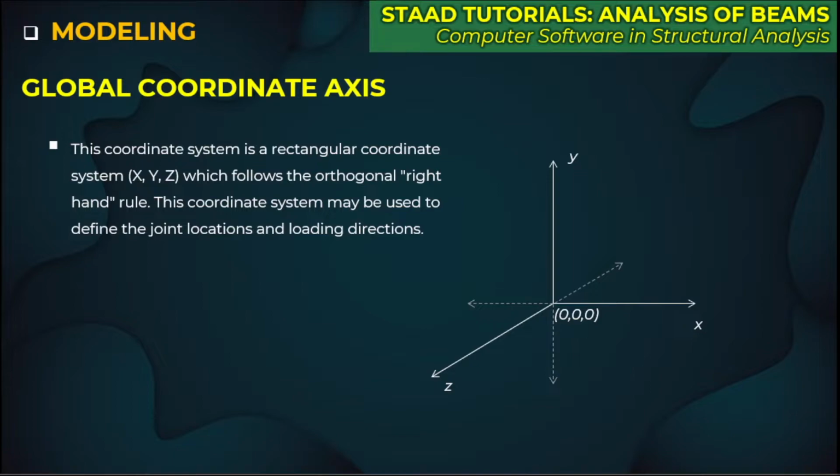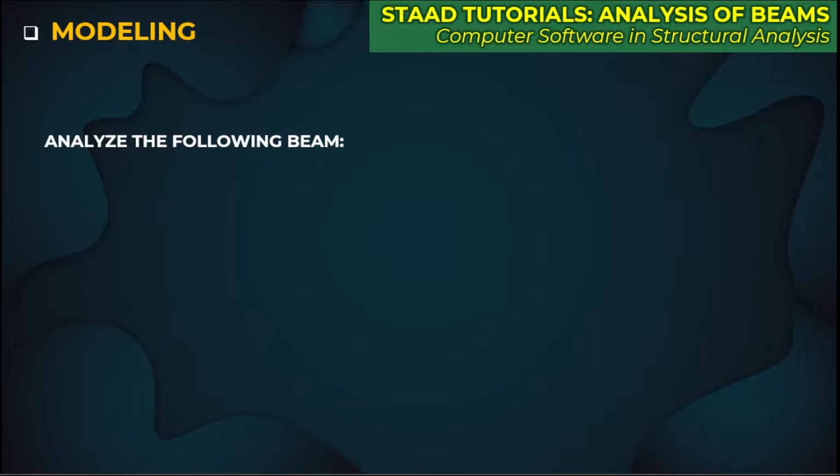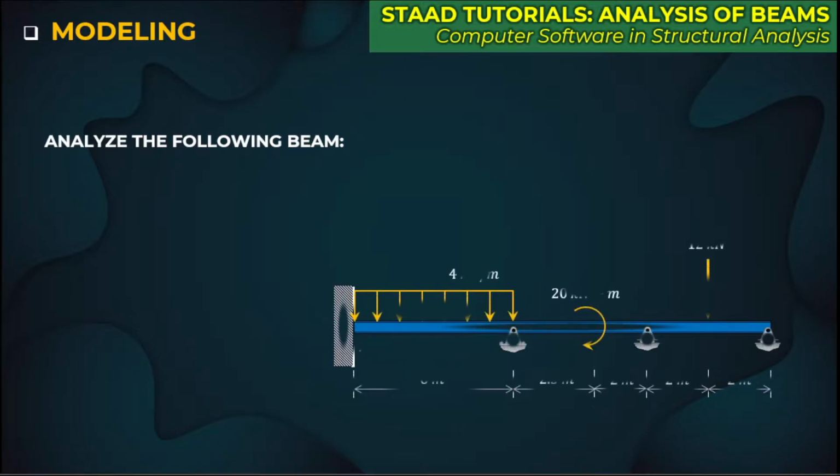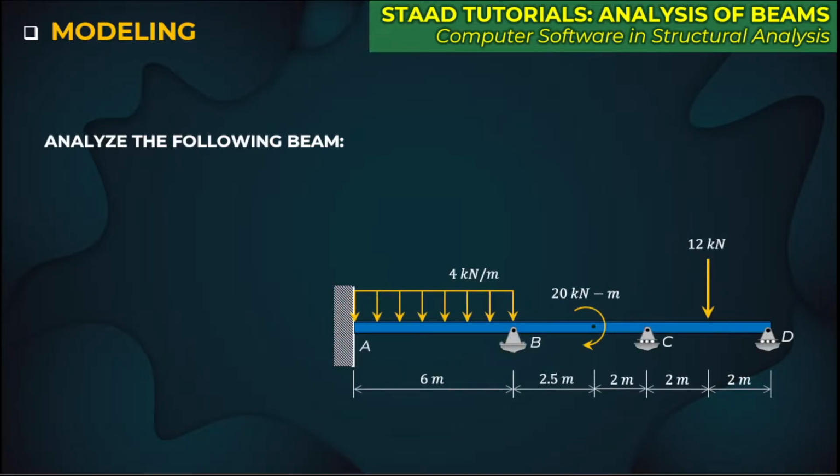Bakit? Kasi kailangan nating mag-model. So paano ba yung pag-model? So ang ating i-model, guys, is itong beam na ito, okay? Which is a continuous beam. Bakit natin siya tinatawag na continuous beam? Kasi we have at least more than 2 spans. Ayun, so bale, we have AB as the first span, then BC as the second span, and then CD as the third span.